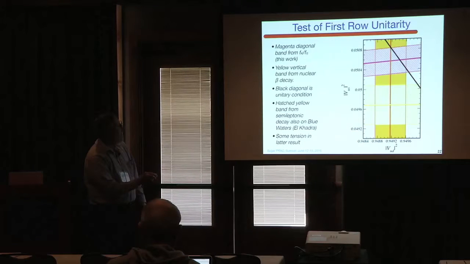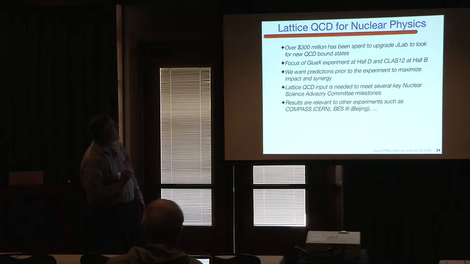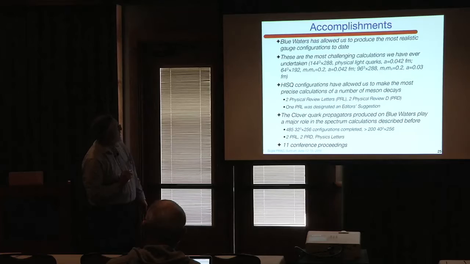However, this decay, which is a semileptonic decay, is also done by Aida El-Khadra with a grant on Blue Waters. This decay has a smaller value than would be consistent with crossing the other two bands. And so there's some tension here. We don't know what will happen. We'd like to increase the precision of our calculation, and we'd also like to see an increase in precision in the experimental results. This is just a comment about why high precision is needed. This comment is that $300 million were used to upgrade JLab, which is why it's important to do these things.